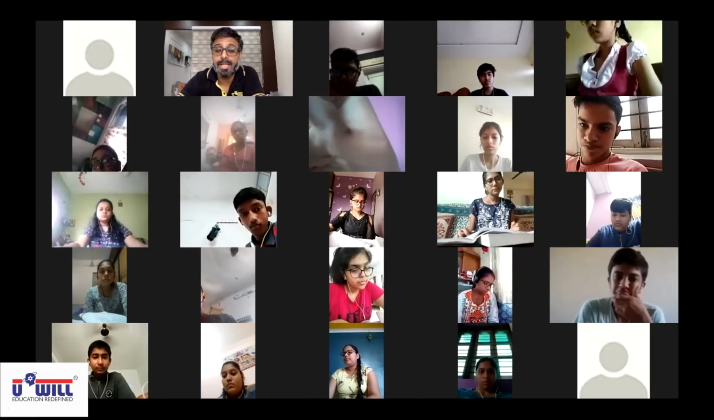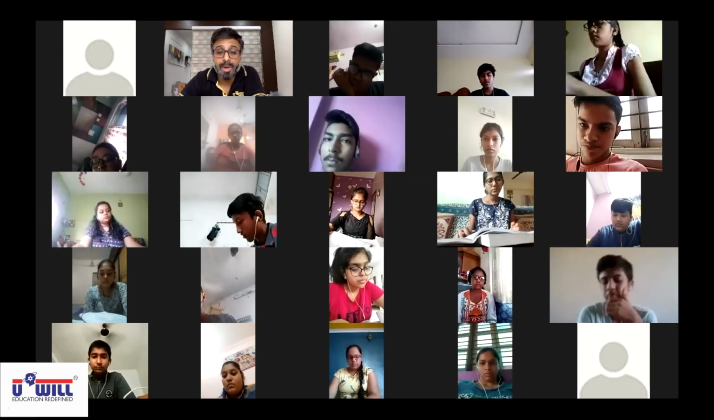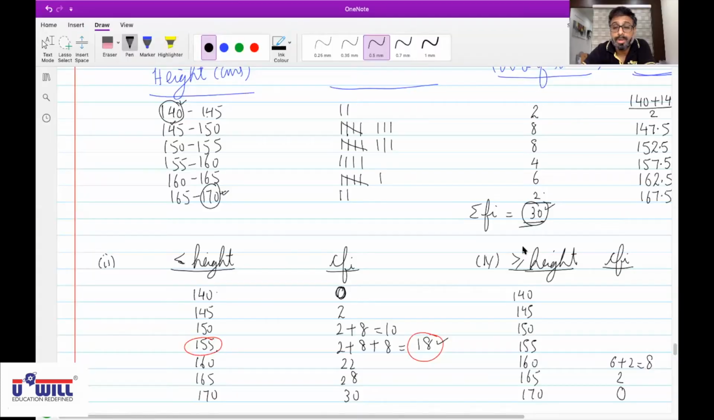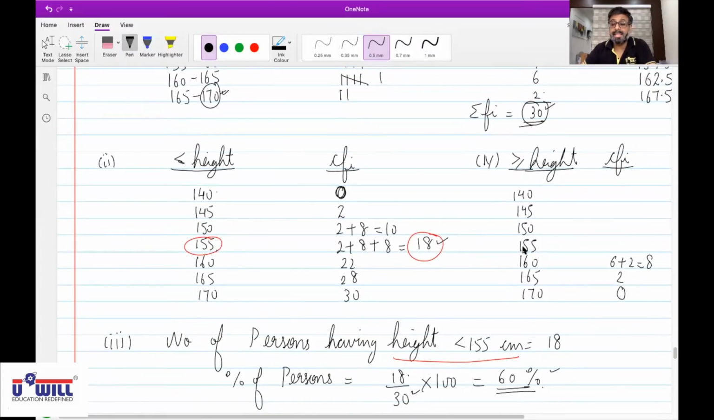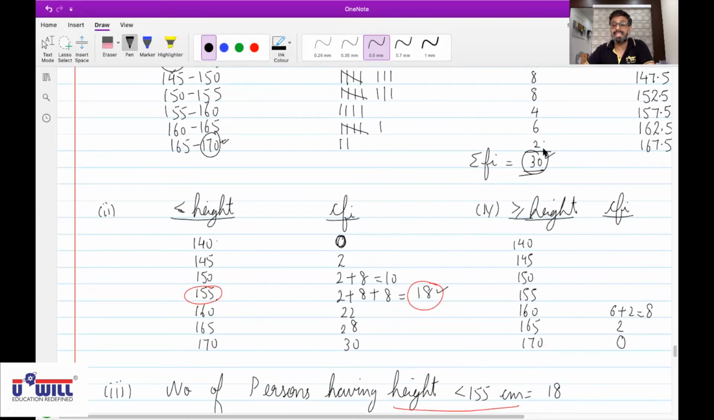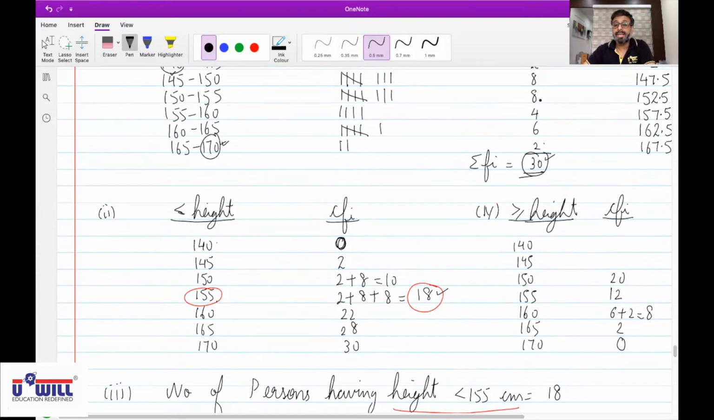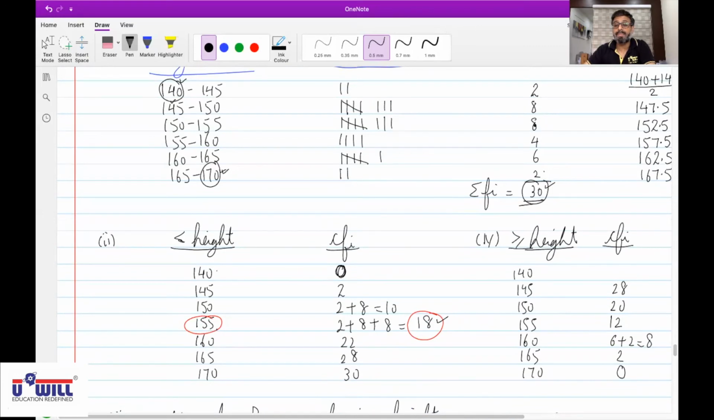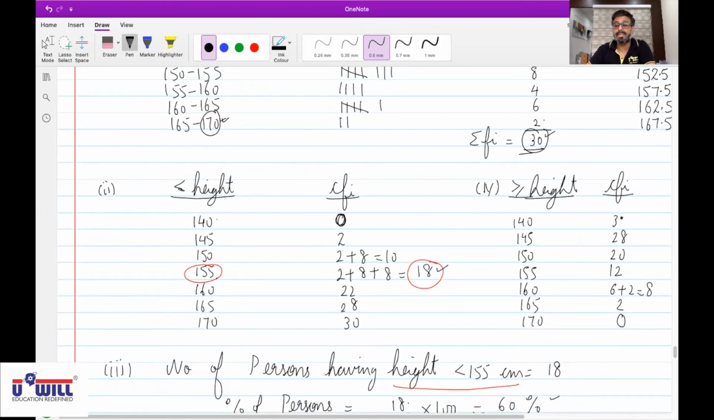Okay. Everyone has finished. Check your answers. Adding from bottom to top, as I said, 6 plus 2, 8. Then 4 plus 6 plus 2, that is 12. Then 8 plus 4 plus 6 plus 2, that is 20. Then 8 plus 8 plus 4 plus 6 plus 2, that is 28. And then 2 plus 8 plus 8 plus 4 plus 6 plus 2, that is 30.